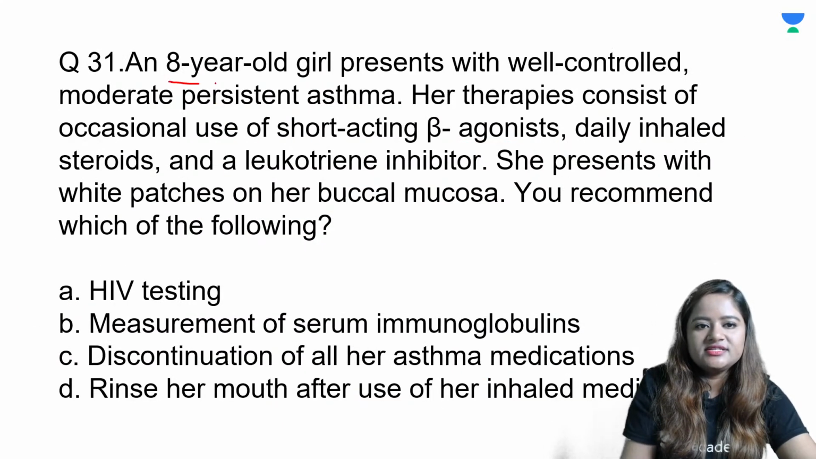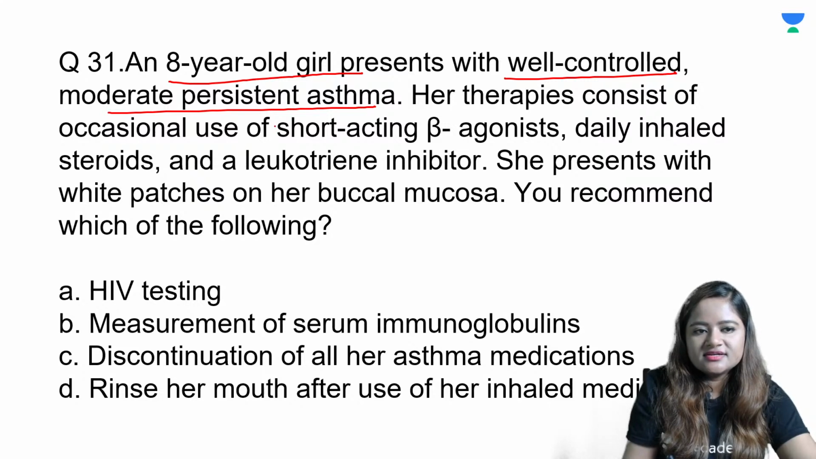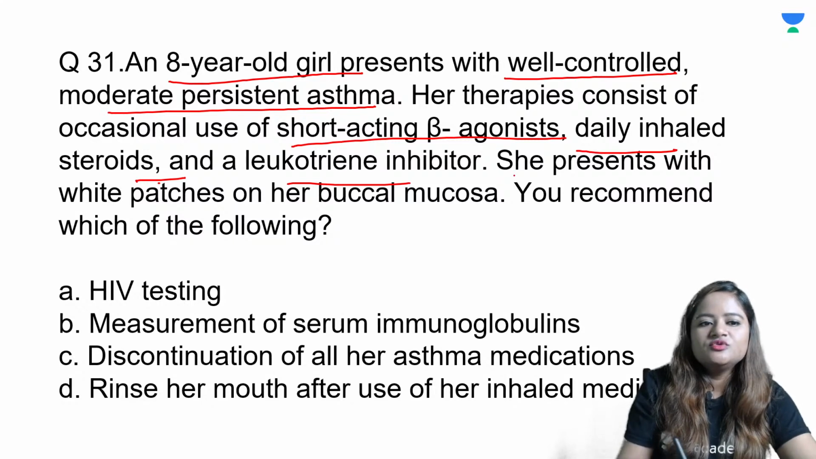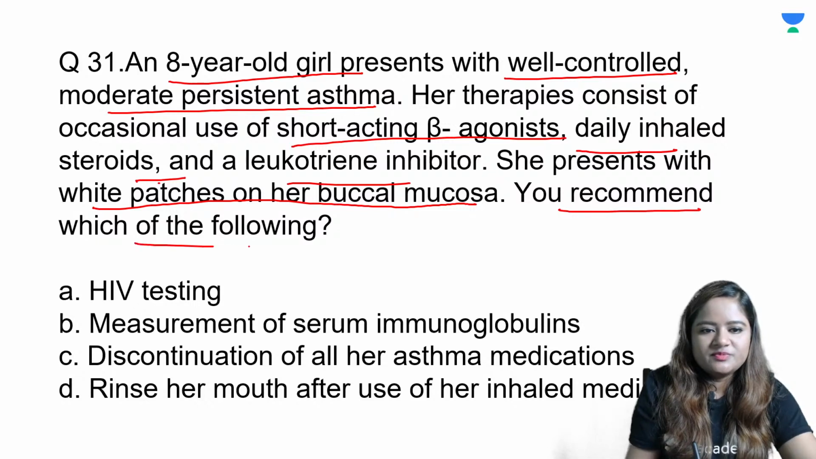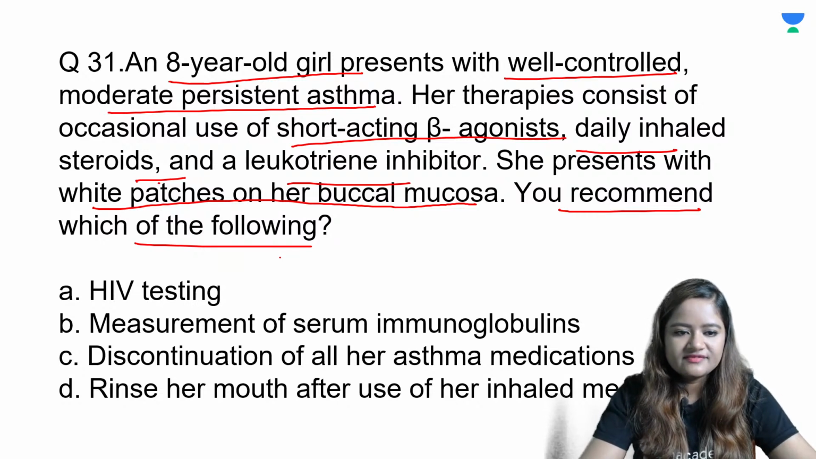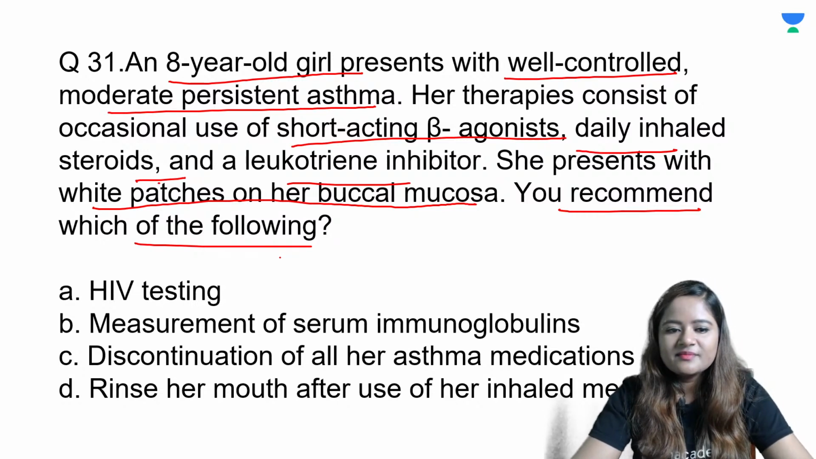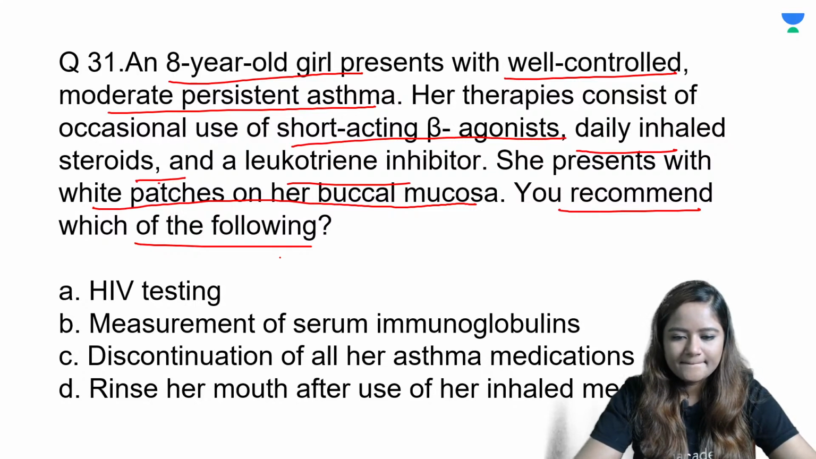Question number 31. 8-year-old girl presents to you with well-controlled, moderate persistent asthma. Her therapies consist of the use of short acting beta agonists, daily inhaled steroids, and a leukotriene inhibitor. Now she has presented to you with simple white patches on her buccal mucosa. What would you recommend to this patient? Get an HIV test done, measurement of the serum immunoglobulin levels, discontinuation of all the asthma medications, or you would ask her to rinse her mouth and then clinically examine again.